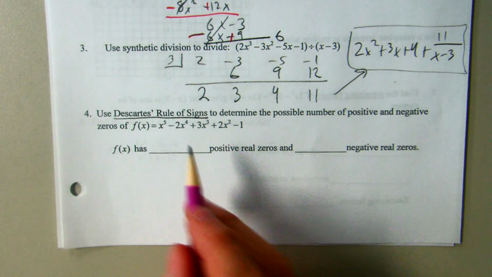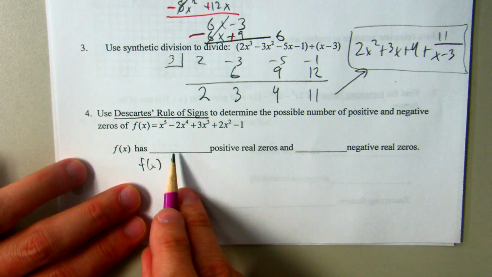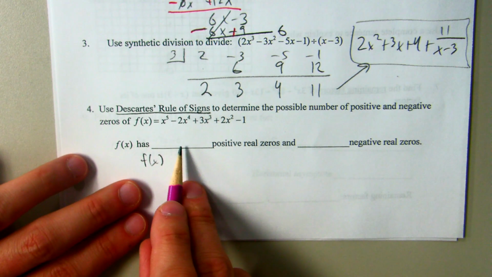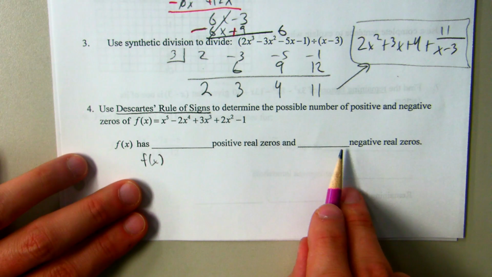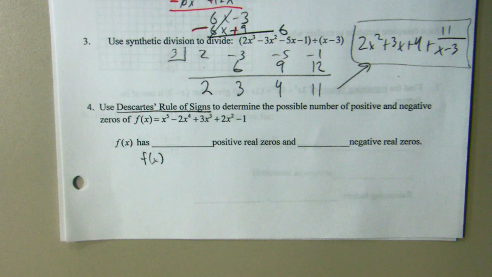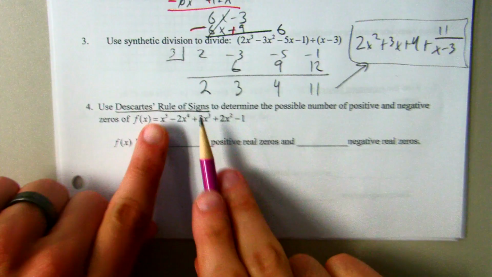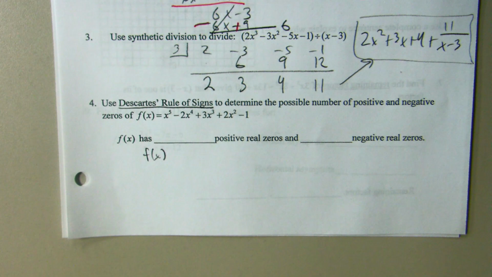Okay, so Descartes' rule of signs tells us how many possible positive real zeros and negative real zeros we have. So if we try to find the zeros of this function, some of them would be positive, some of them would be negative. Descartes' rule of signs gives us an idea of how many of each of them would be. How many of them are positive, how many are negative.